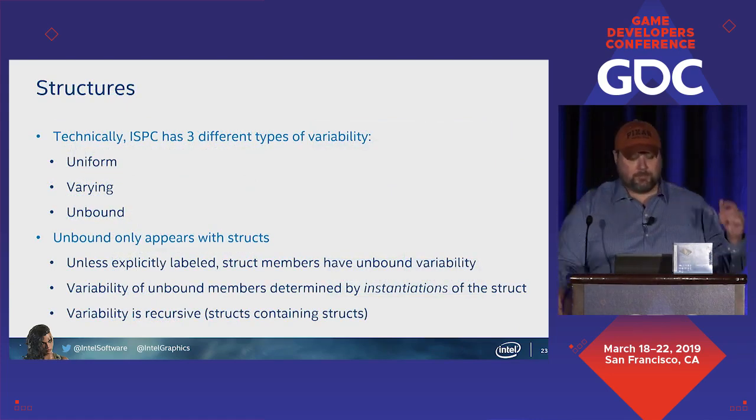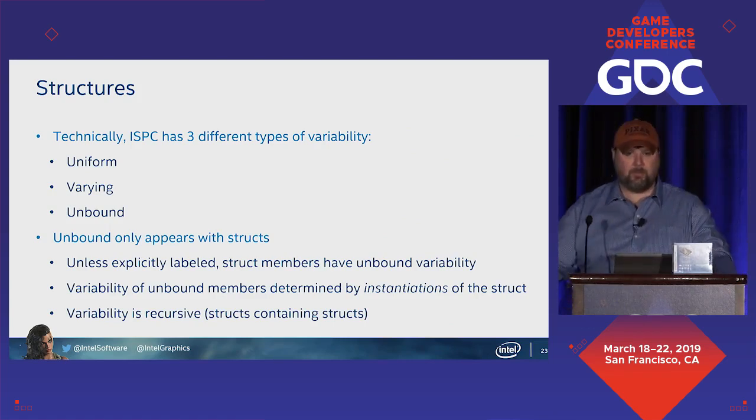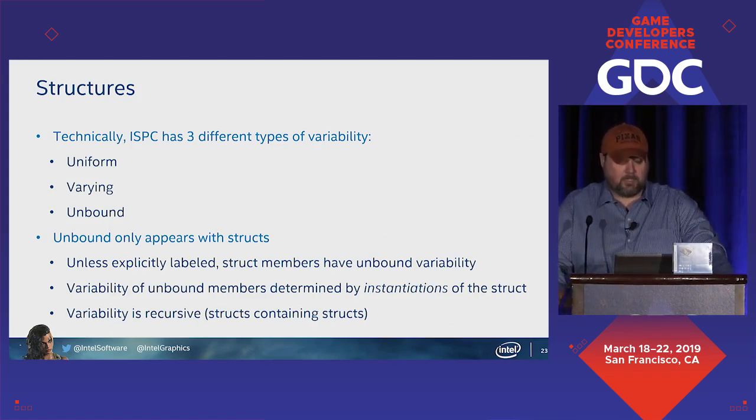And so structures. Technically, ISPC has 3 different types of variability: uniform, varying, and unbound. Unbound only happens with structs. And unless explicitly labeled, structs have unbound variability. The variability of unbound members is determined with instantiations of that struct, and the variability is recursive. So if you have a struct within a struct and you declare it a varying, then that variability applies throughout the hierarchy of the structures.